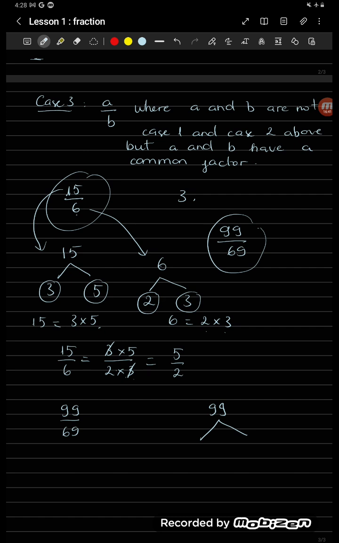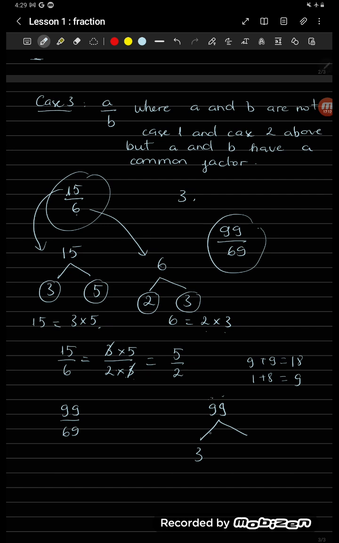So can 99 divide by 3? The answer is yes. And how can you know? Because if you add the two numbers with each other, 9 plus 9 equal to 18. Okay, and then can 18 divide by 3? Yes. Or another way, continue, 1 plus 8 equal to 9. So 9 divide by 3? Yes. So that's why 99 can divide by 3.